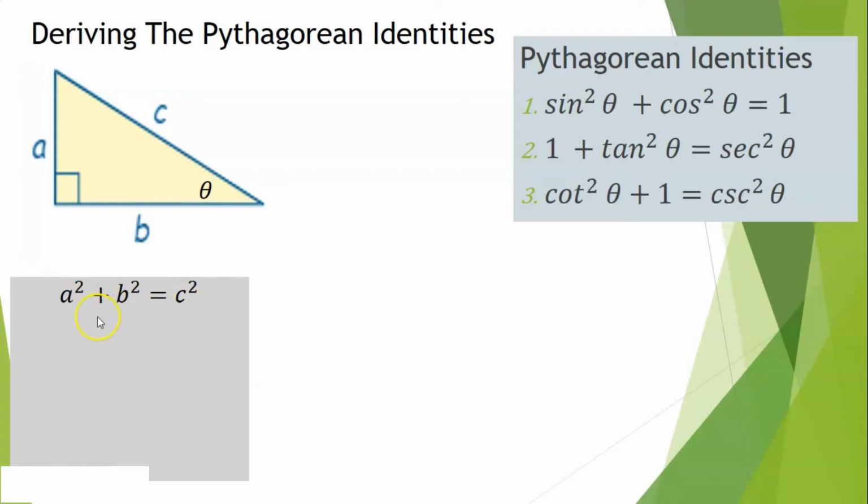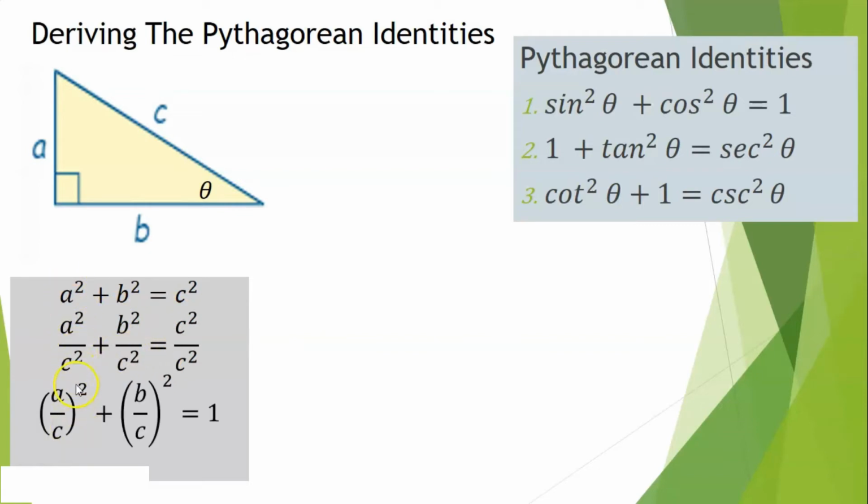Now, given this, we will divide the entire equation by c squared. So, we will end up with a over c squared plus b over c squared, and the right side cancels and we'll end up with 1. Take note, a over c, that is opposite over hypotenuse, that's basically sine theta. Well, b over c is cosine theta, so sine squared theta plus cosine squared theta is equal to 1, which is the first Pythagorean identity.